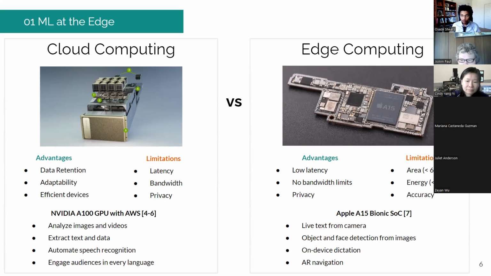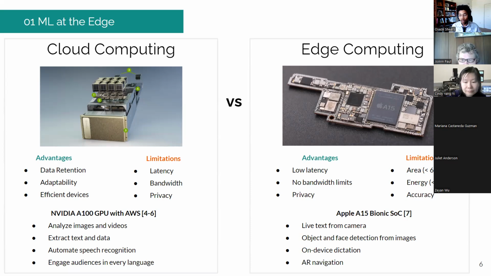So edge computing, if we're doing this actual computation on the device, then there's very little latency compared with communicating with the server. There aren't any bandwidth limits because all of the computation is happening on the device. And there's also increased privacy because of that as well. And so Apple's A15 Bionic, which is, I believe, their latest SoC, is an example of this type of edge computing machine learning that leverages all of these advantages relative to cloud computing.